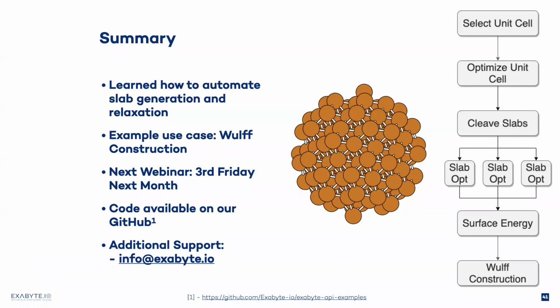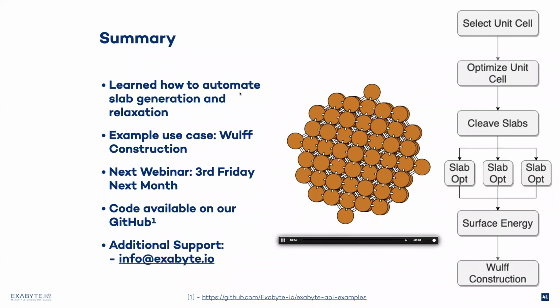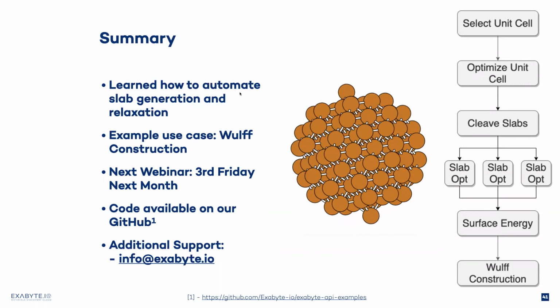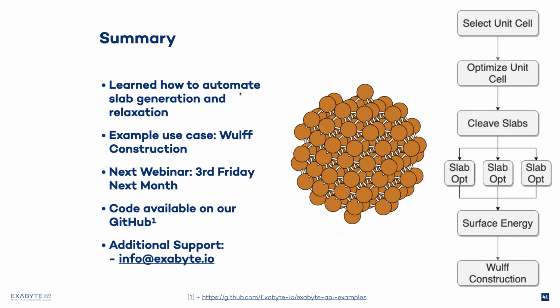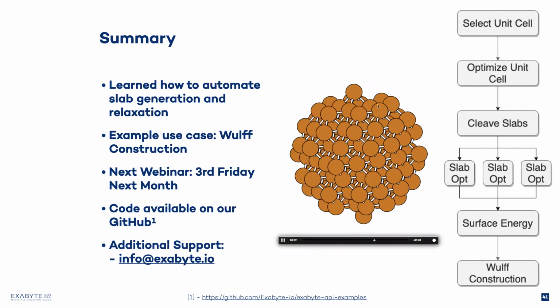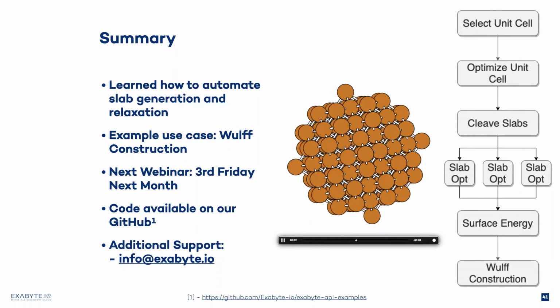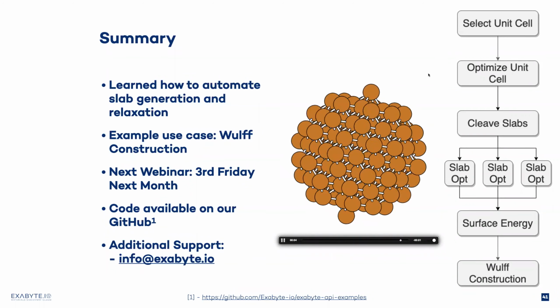So just to summarize, today we learned how to automate the construction and relaxation of slabs, which is a very, very useful tool when investigating any new material. So the example use case here was for the purposes of Wulff Construction, which we find in this copper nanoparticle that we made here.